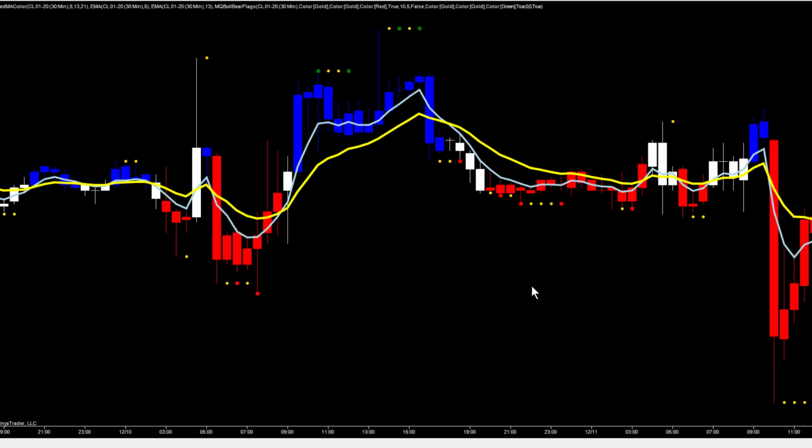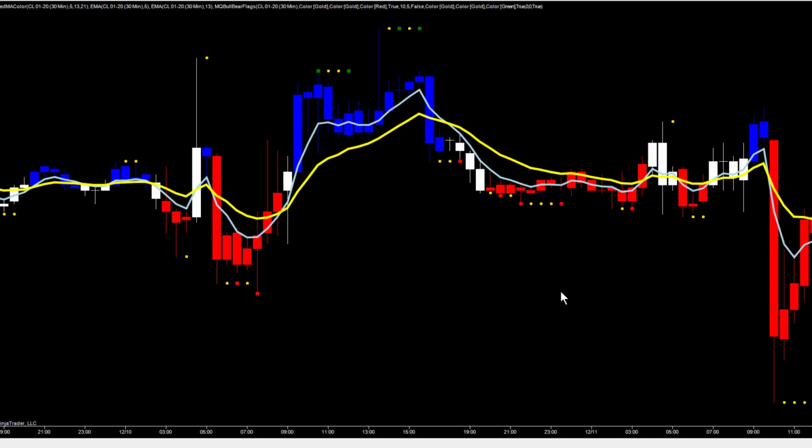Let's look at a couple really simple tools that I use on the 30-minute chart to help establish direction and bias. And that is our 5 and 13 EMAs. The yellow line is our 13 EMA and the cyan line is our 5 EMA.